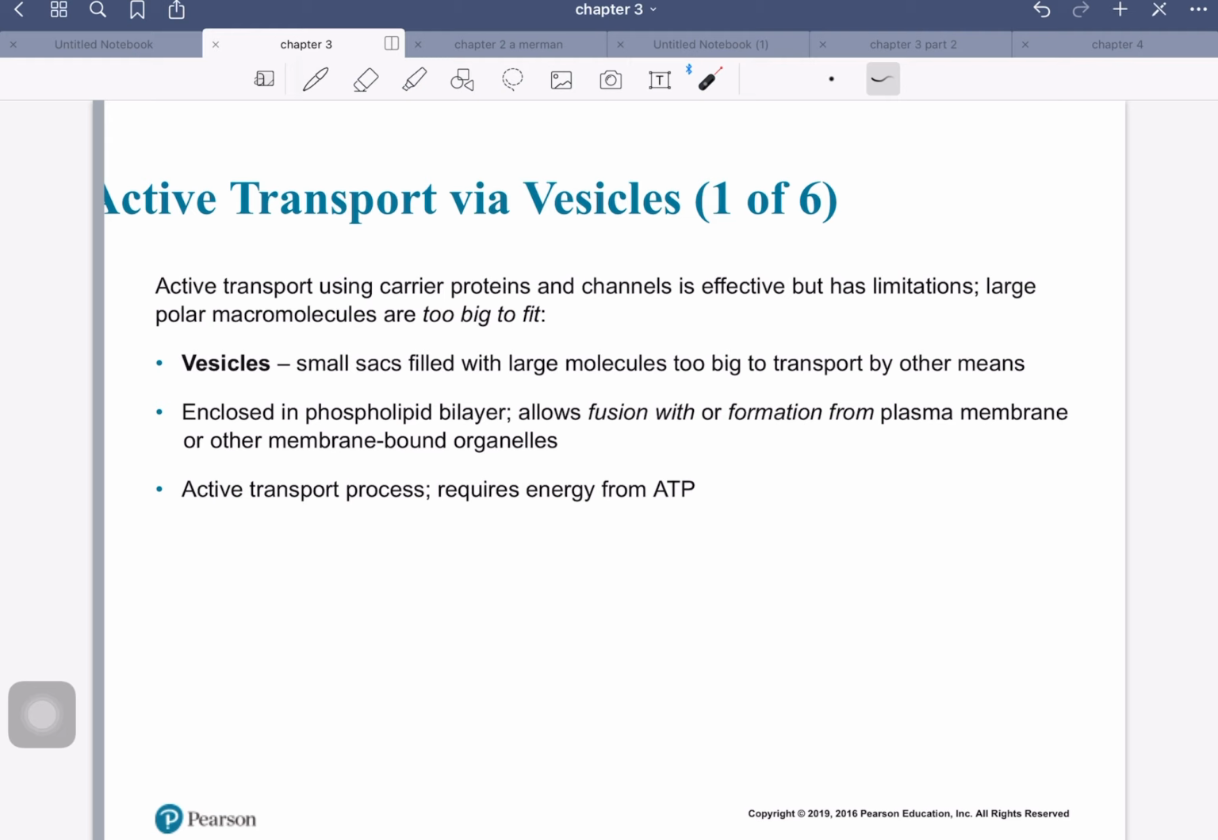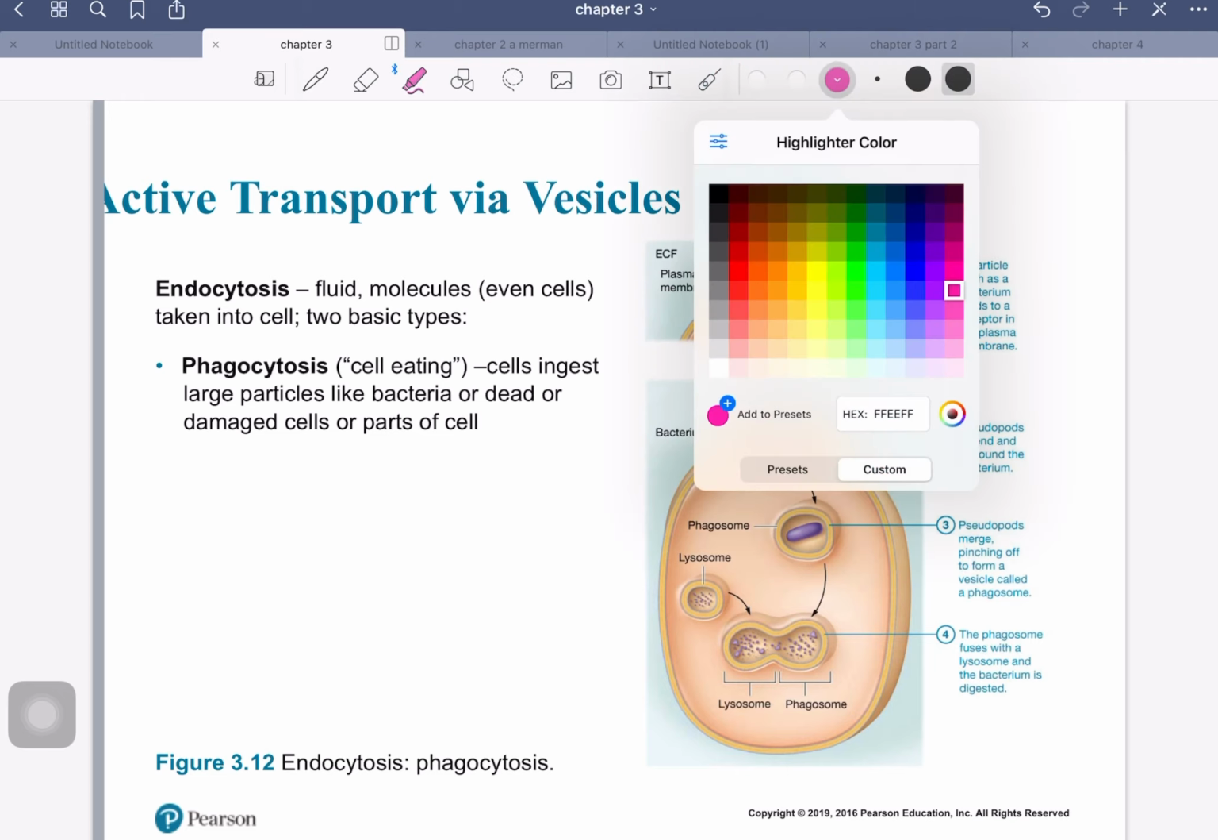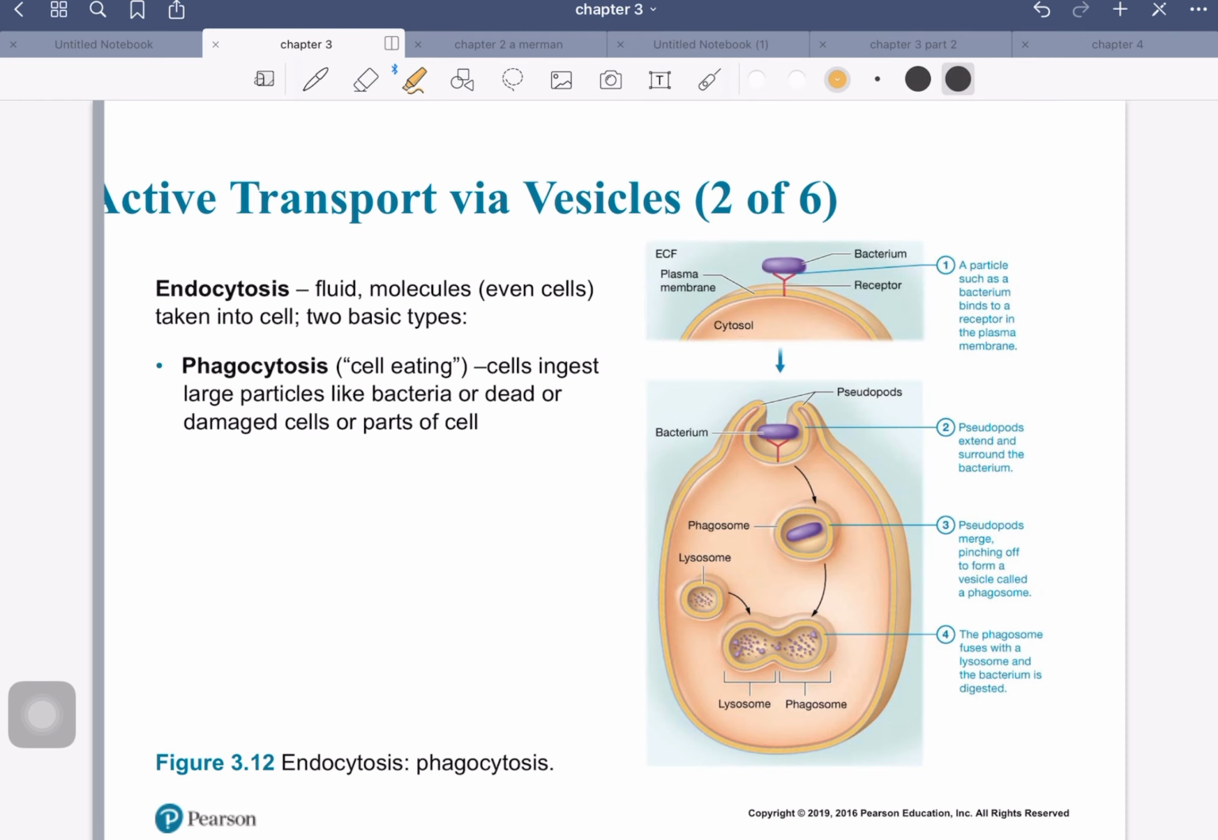Now, we're typically looking at an active transport process, and of course, this is going to require some ATP for it to occur. So let's look at the processes of bringing something into the cell from the outside, which we can collectively call endocytosis. This would be fluid or molecules or even cells being taken into the cell. Now there are different forms of this.